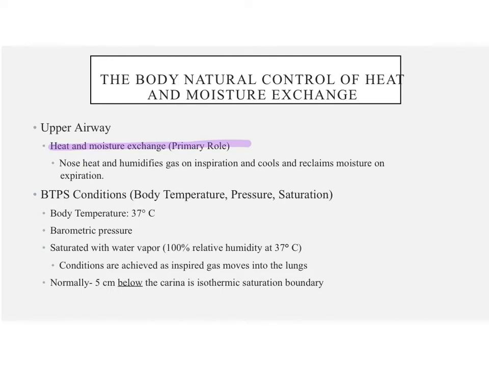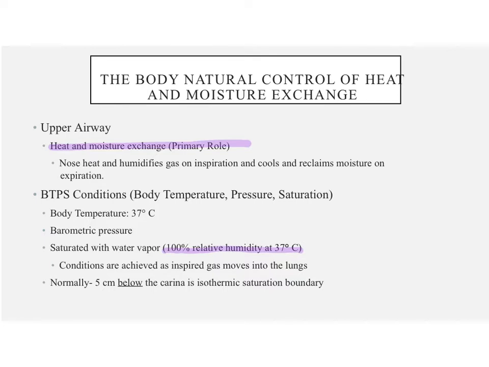And then saturation refers to saturation with water vapor. So a normal saturation would be 100% relative humidity at 37 degrees Celsius. We're going to go over what relative humidity and absolute humidity mean. If it's 100% saturated, 100% relative humidity at normal body temperature, it's going to have 44 milligrams of water vapor per liter of gas.